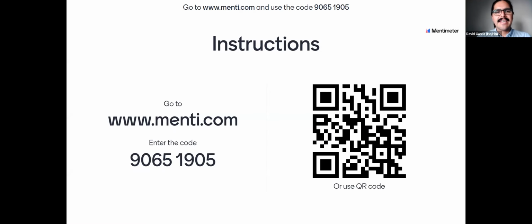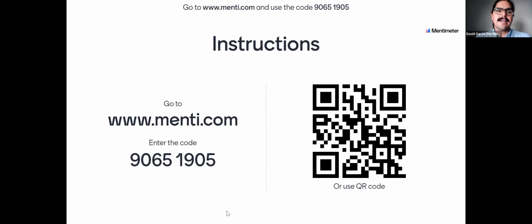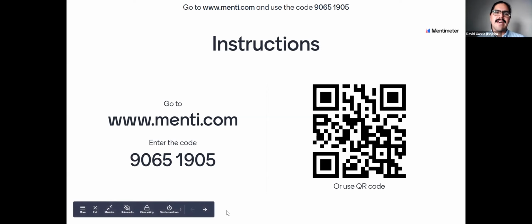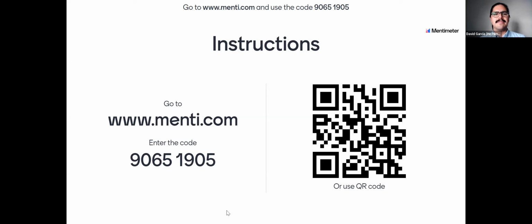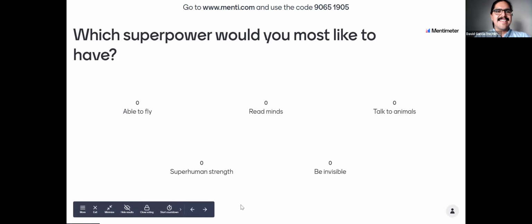Excellent. And here we have that QR code up again, along with the code. Once you get to Mentimeter or menti.com, 90651905. So we'll give people a moment to pull that up. And I think we can move on.